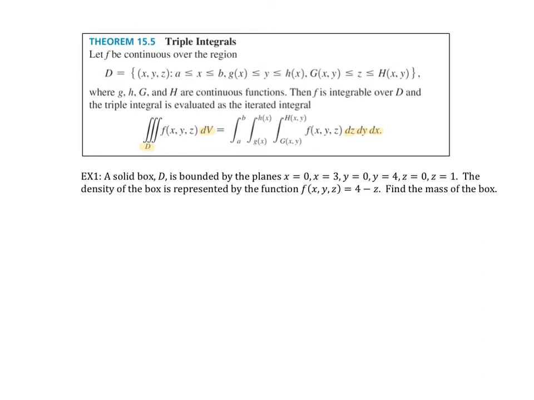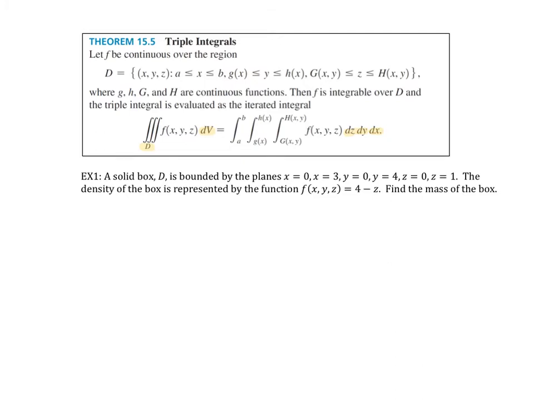So let's look at the simplest case. In example 1, we have a solid box. And this solid box is our volume D. Remember, D is a volume. It's bounded by these planes: x is equal to 0, x is equal to 3, y is equal to 0, y is equal to 4, z is equal to 0, and z is equal to 1. So the density of the box is represented by this function, 4 minus z. So we have a density function. That's our integrand. We want to find the mass of the box.